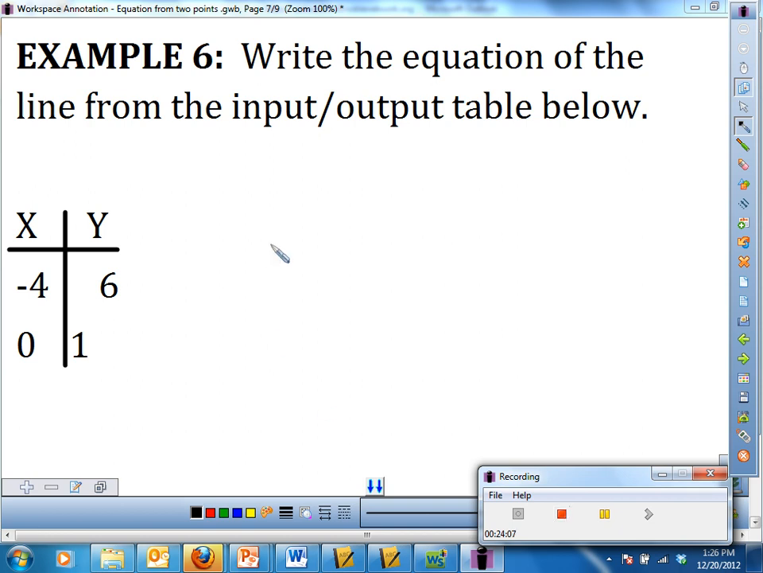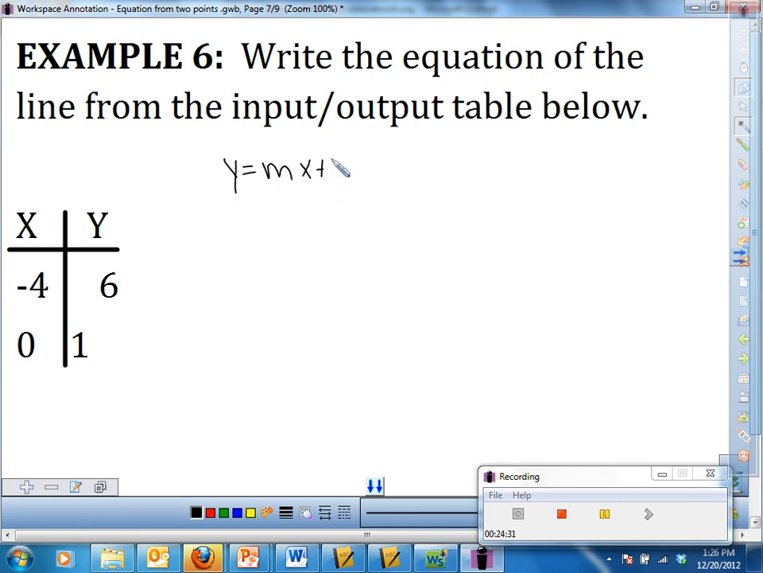Alright, we're going to do one more example. It says write the equation of a line from the input-output table below. So some of us might get tripped up by seeing a table, but remember that a table is just taking points and organizing them so that all the x's are together and all the y's are together. So we know we want to write an equation, so let's write out our equation. It's going to look like y equals mx plus b. We also know that we need to find m in order to write our equation, and we also need to find b, so I'm going to write those out.